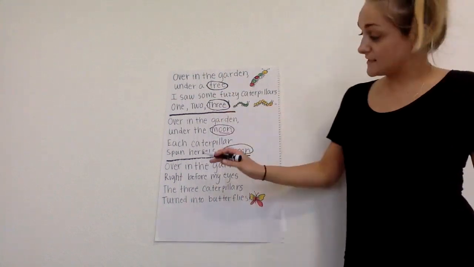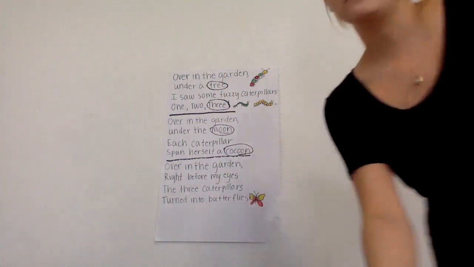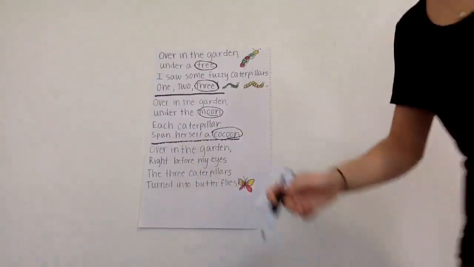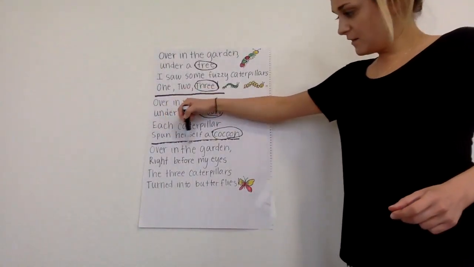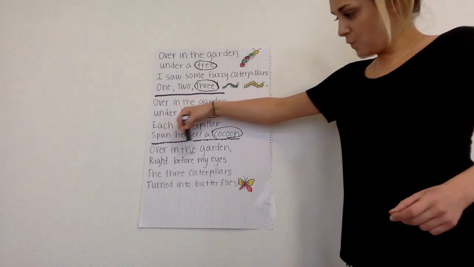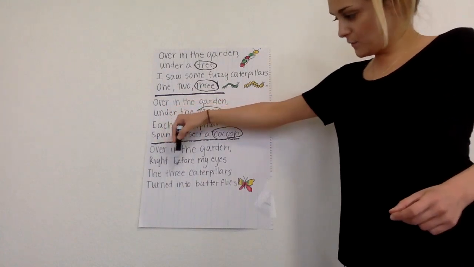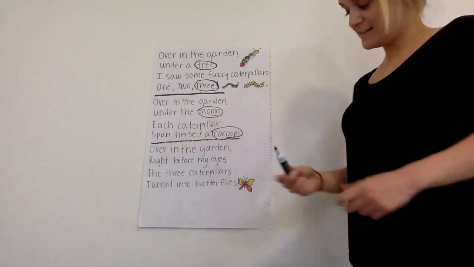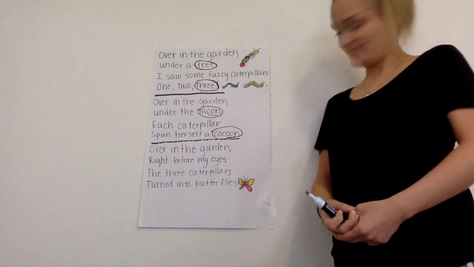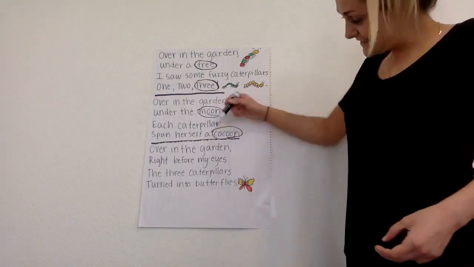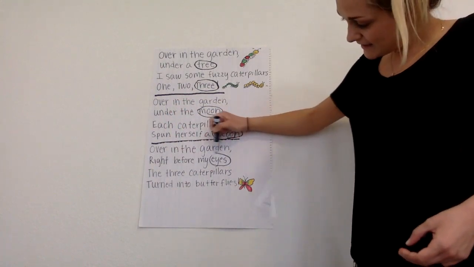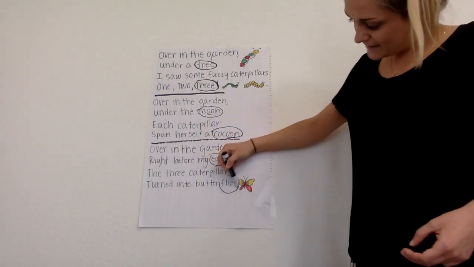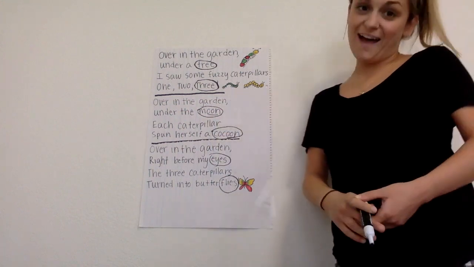Now let's take a look at the third section of our poem. Over in the garden, right before my eyes, the 3 caterpillars turned into butterflies. What rhymes in that section? Nice. Eyes and flies in the word butterflies.